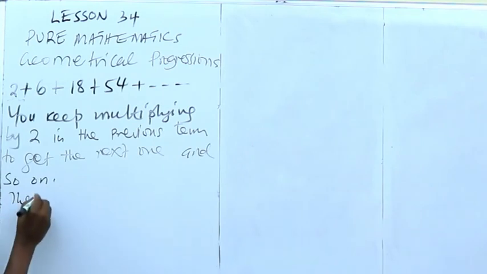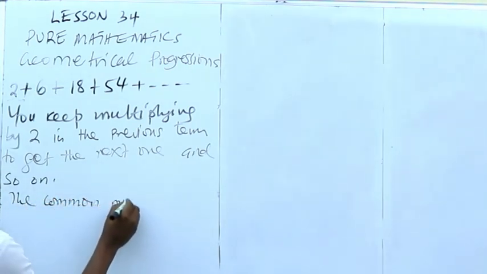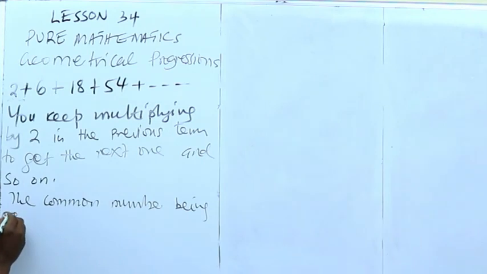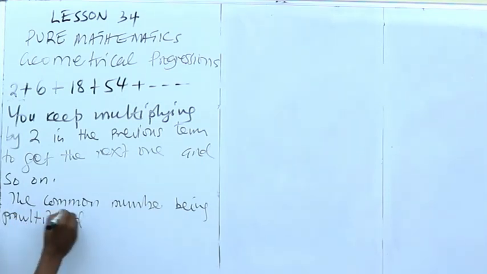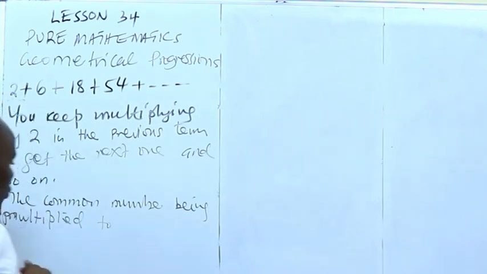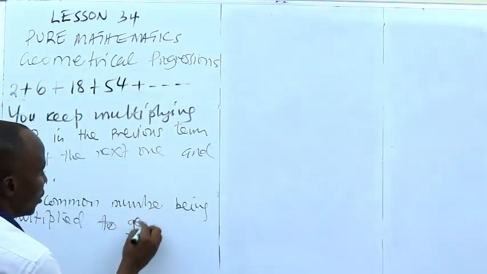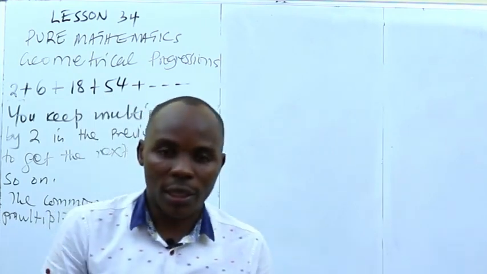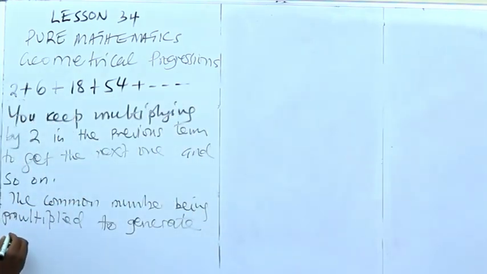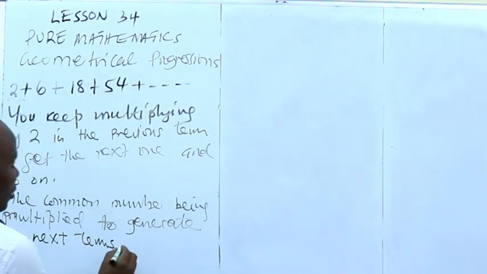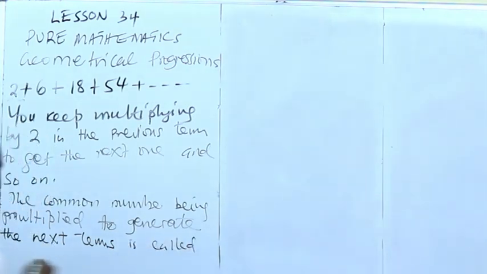So the common number being multiplied to generate the next terms is called the common ratio.